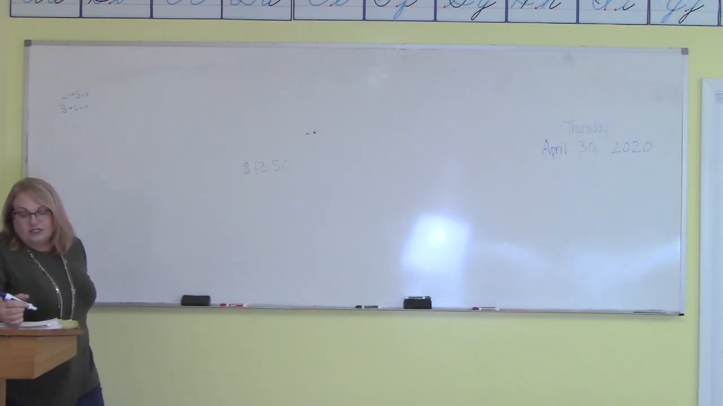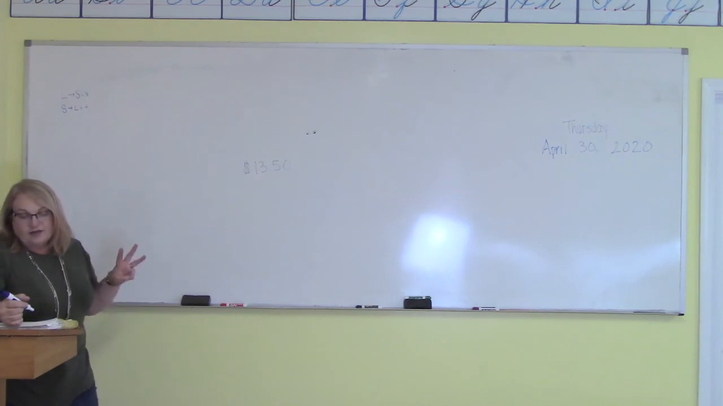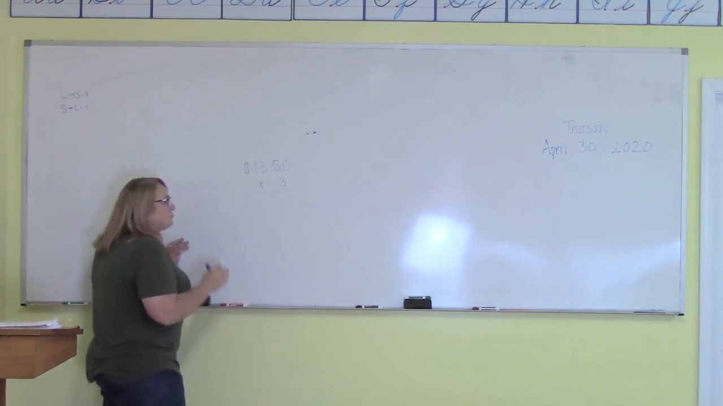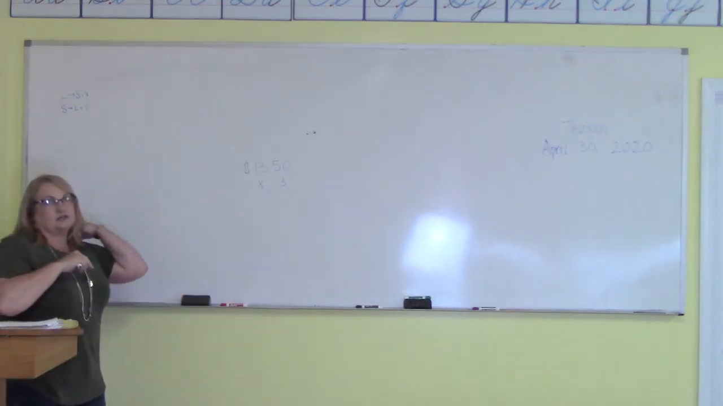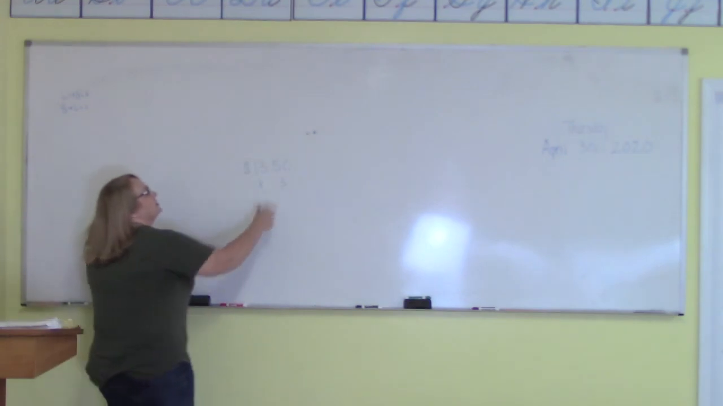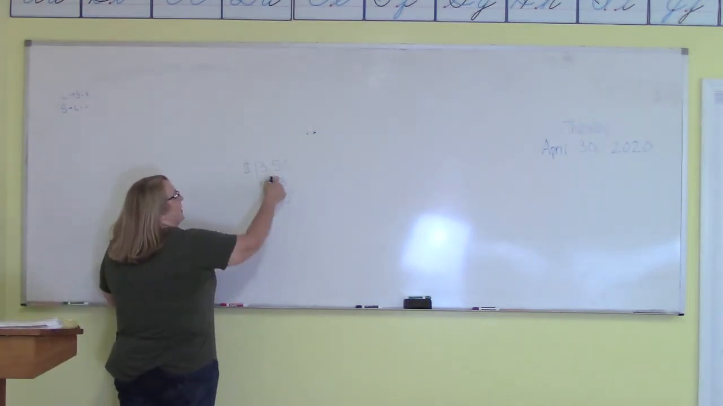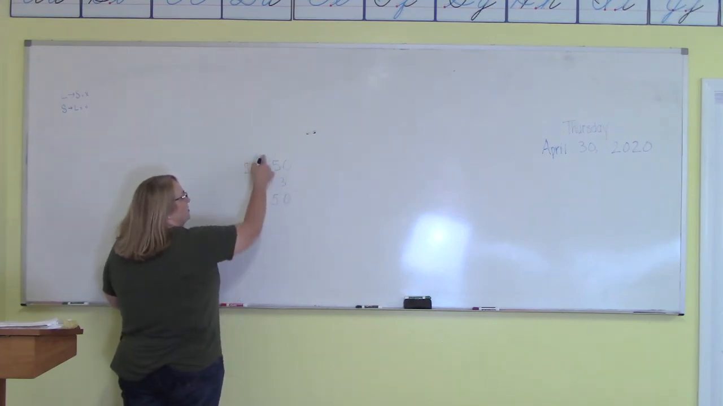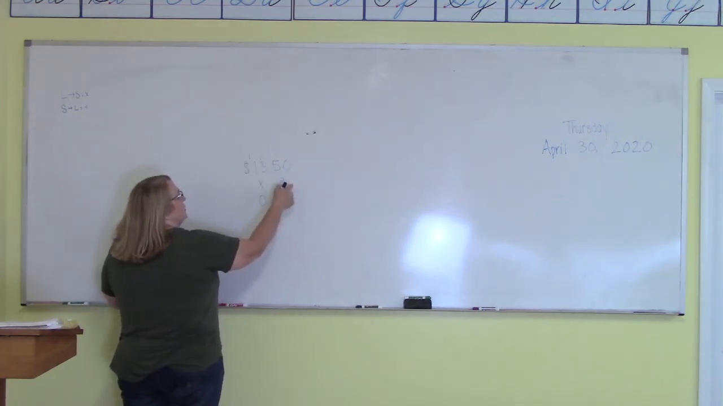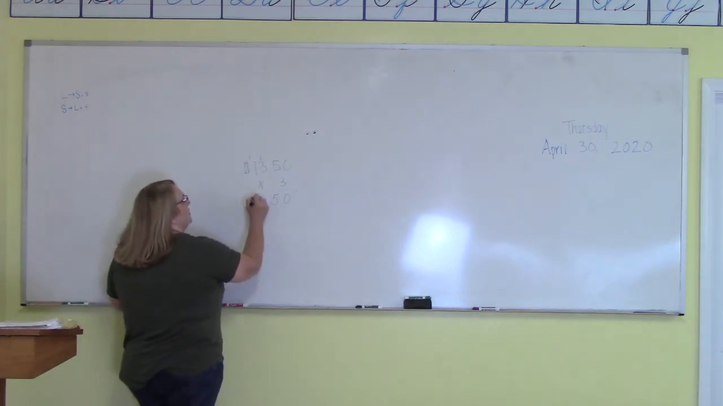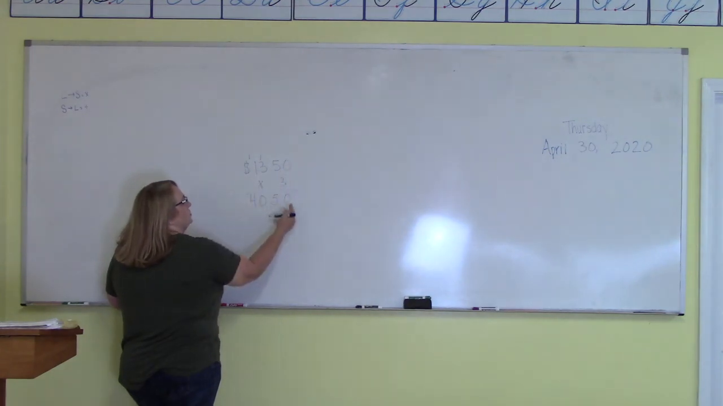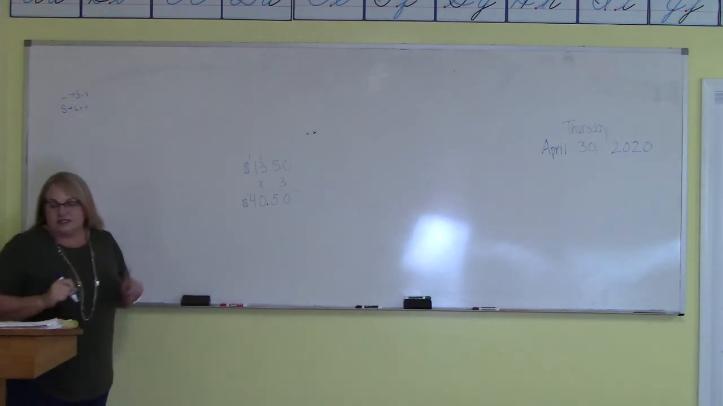All right, we need to know how much he spent first. He bought 3 gallons of paint at $13.50 per gallon. Okay, we're going to multiply $13.50 times 3. 0 times 3 is 0. 5 times 3 is 15. 3 times 3 is 9 plus 1 is 10. 3 times 1 is 3 plus 1 is 4. Count your decimal places. 1, 2, 1, 2. $40.50 is how much he spent.